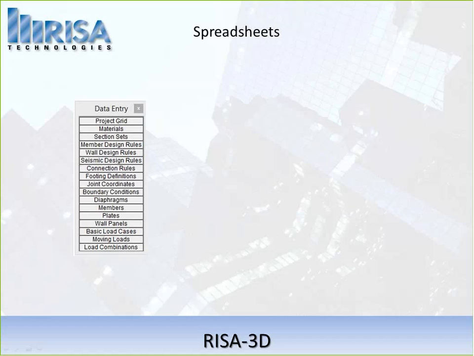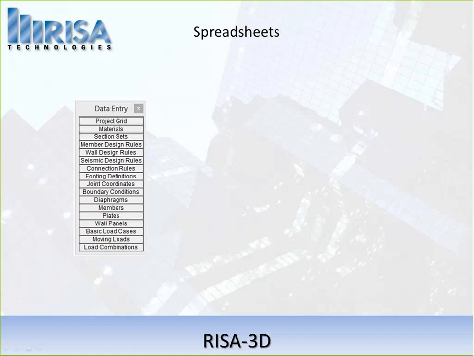So the other way to get into the spreadsheets here is on our data entry toolbar. So we see that basic load cases spreadsheet. The data entry toolbar floats around on the right side of our screen, and what we can do is click on the basic load cases spreadsheet here, the moving loads, the load combinations. Those are the three loading options that we have on the data entry toolbar.